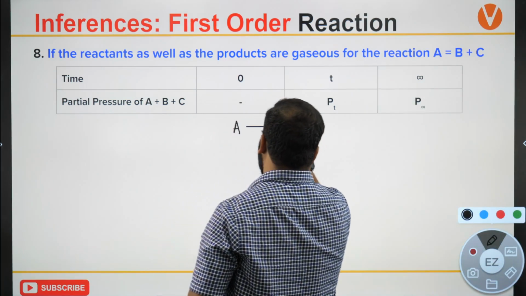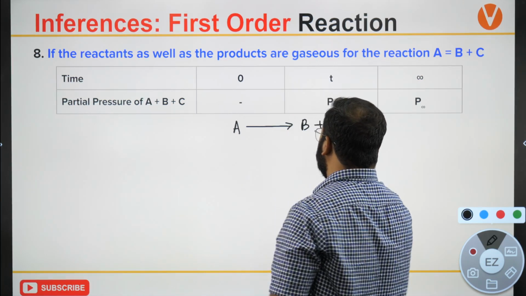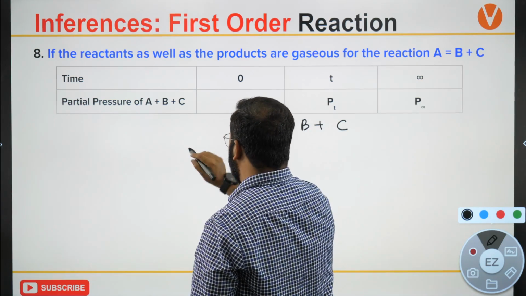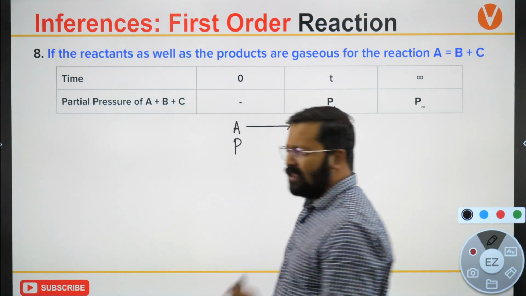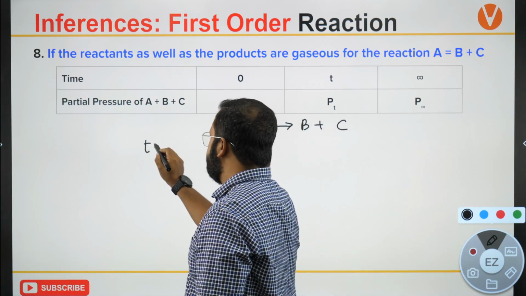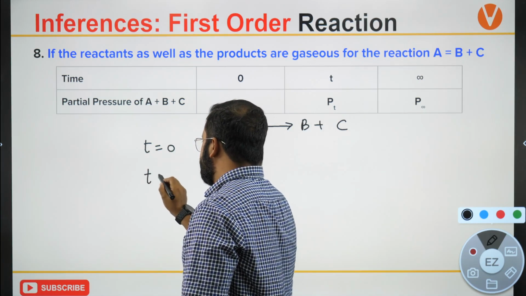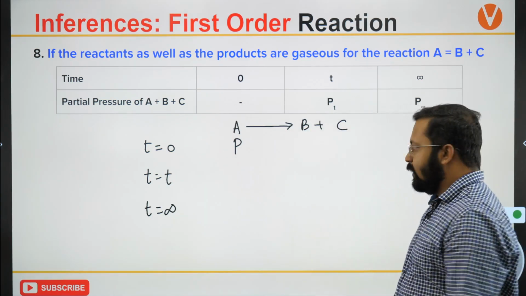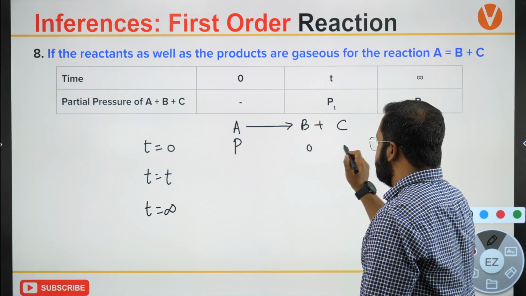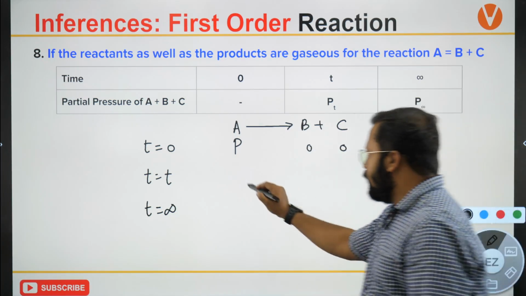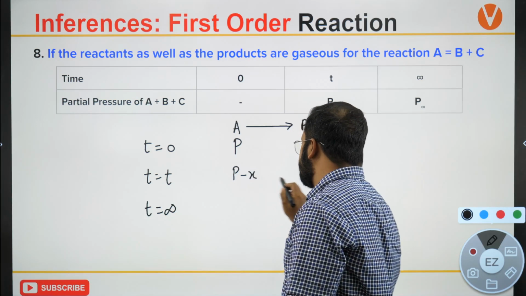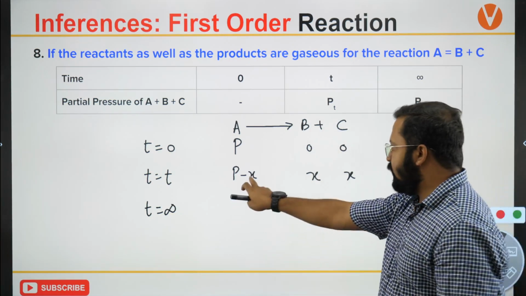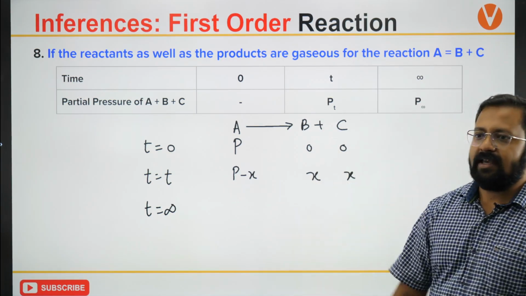So, if I take reaction as A changing into B plus C, okay? Let's say the initial pressure was P. Pressure at certain time is given, pressure at certain time, infinity is given. It is P, this is 0 and this is 0. Clear? Now I will write this as P minus X and this will be written as X and this will be written as X. Clear?